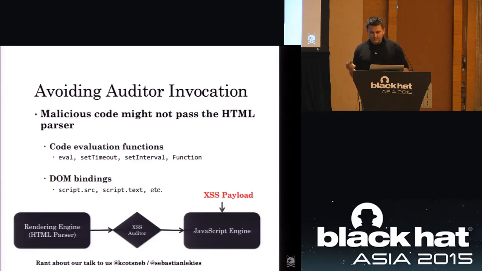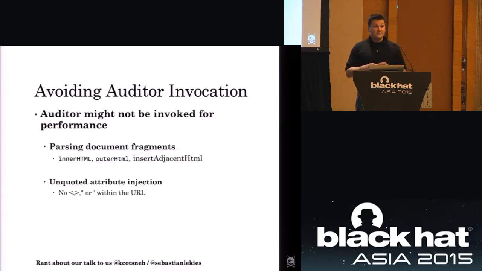The second reason for the auditor not to be invoked is performance. So we studied the source code of the auditor, and we found several cases where the auditor is just switched off, although it could have been switched on to filter. And one occasion is the innerHTML property. So we found a bug in the Chromium bug tracker, and we found out that they switched off the XSS auditor for innerHTML assignments because of performance reasons, because it took too long to filter all the stuff and to check. So they just switched off the check.